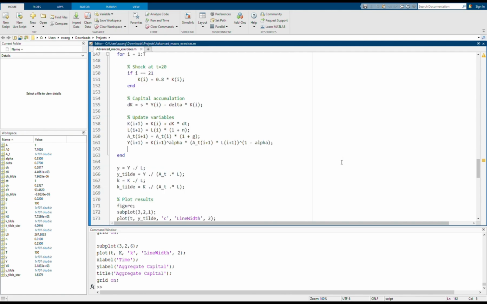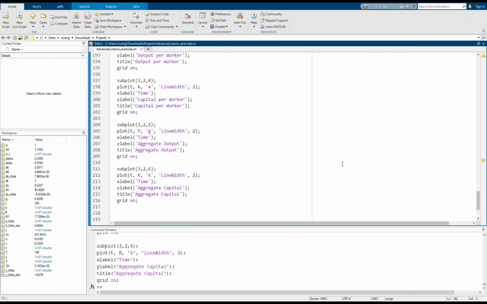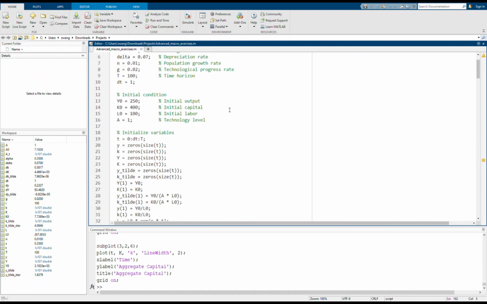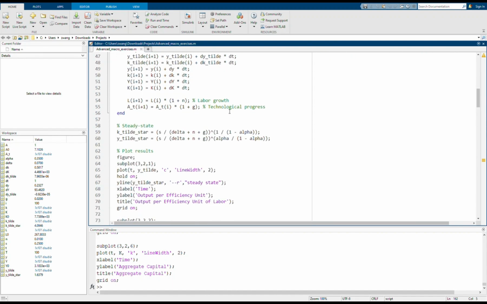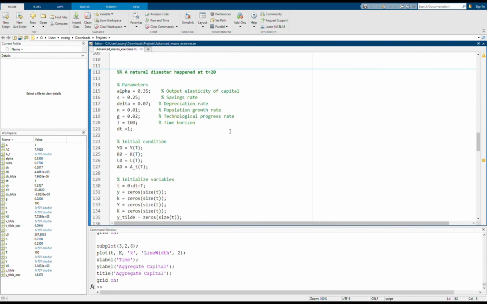Okay, so now we have finished the two exercises. In this video we briefly introduced the Solow model with technological progress and population growth, and we took two exercises to better understand the model. We saw how to simulate the model in Matlab and how to find the trajectories, and how the economy reacts after a disaster, after an external shock.